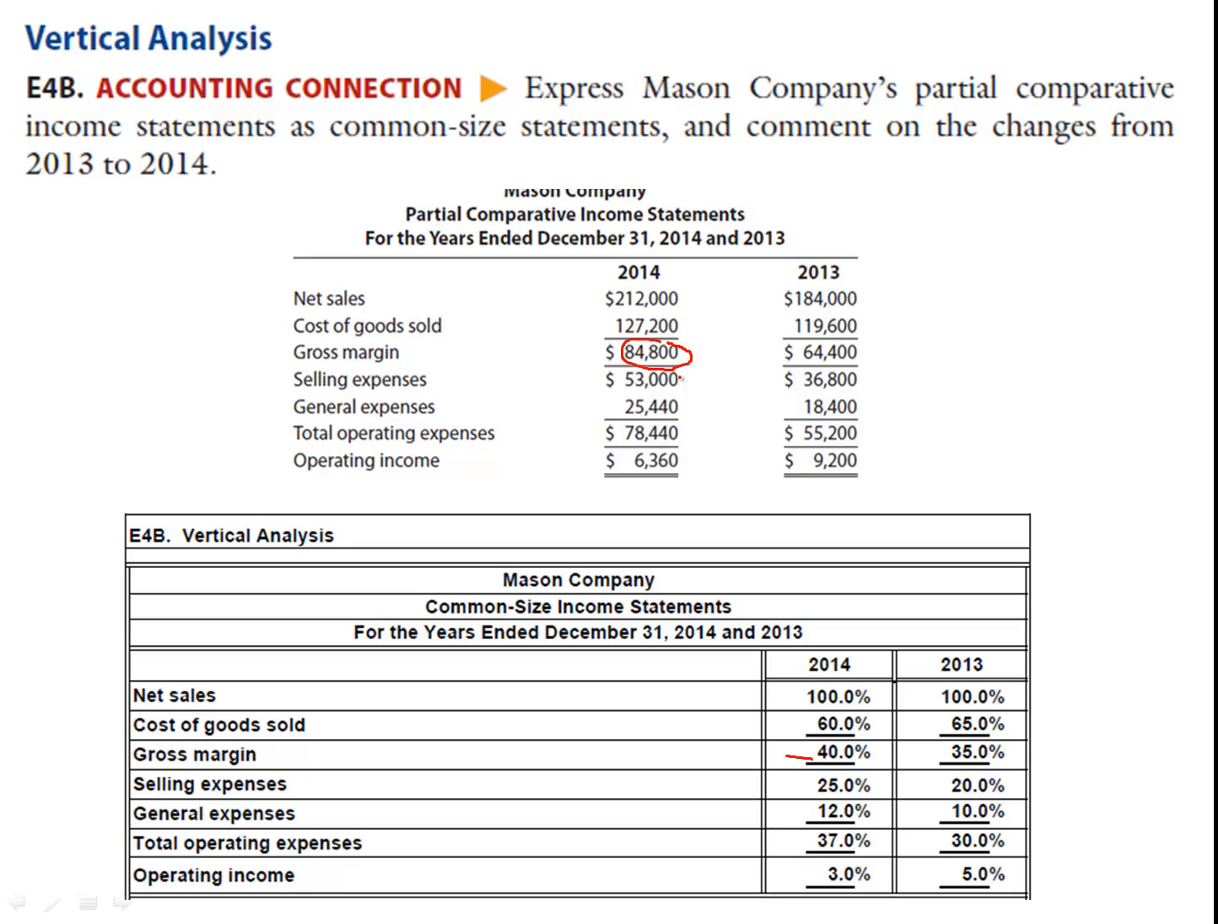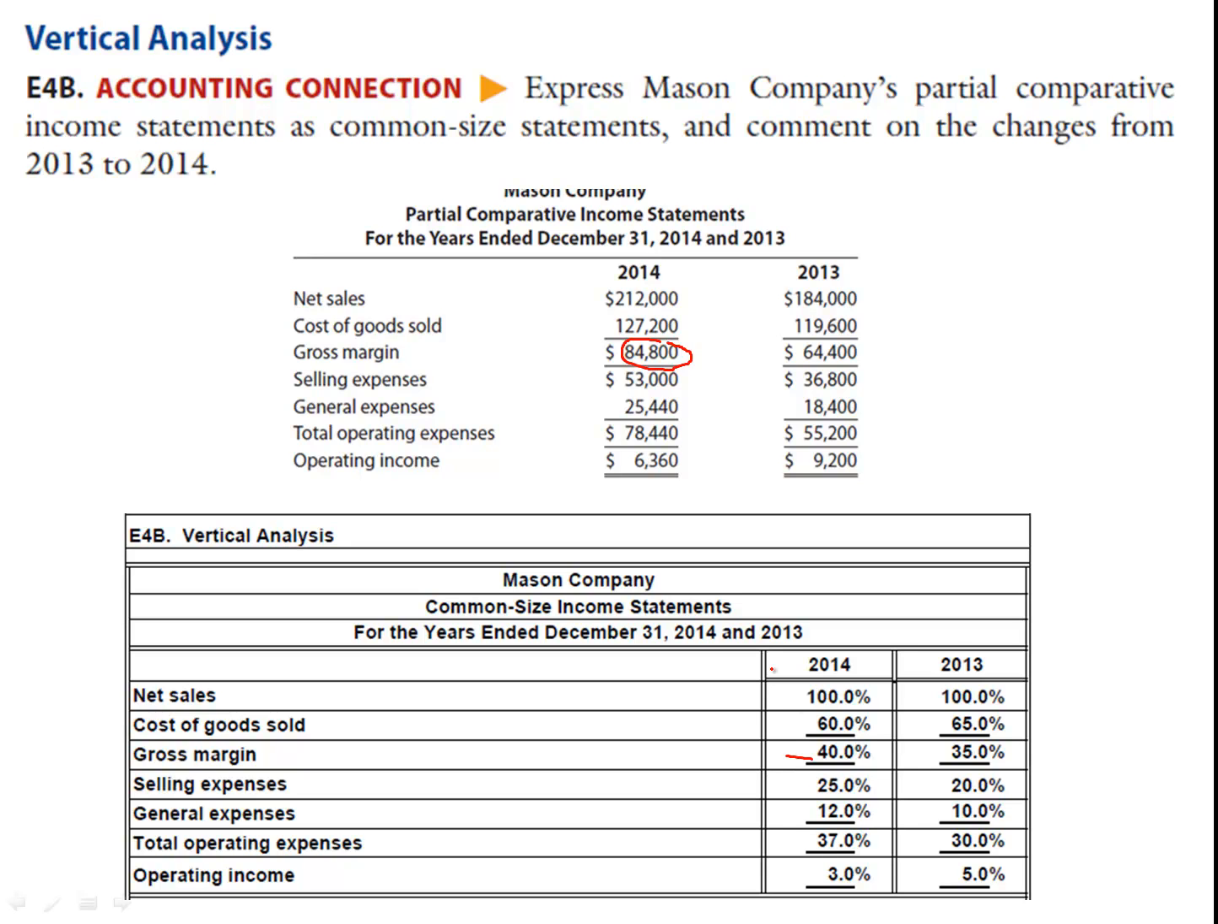Then we take our selling expenses divided by our net sales, and we get 25%. We take our general expenses divided by net sales, and we get 12%. Those two added together equal 37%. But if you also take the total of operating expenses, 78,440, divided by net sales, you'll get 37%.